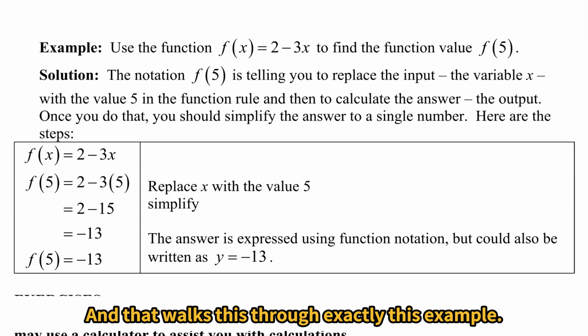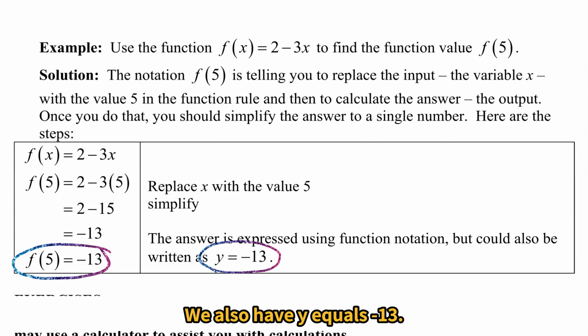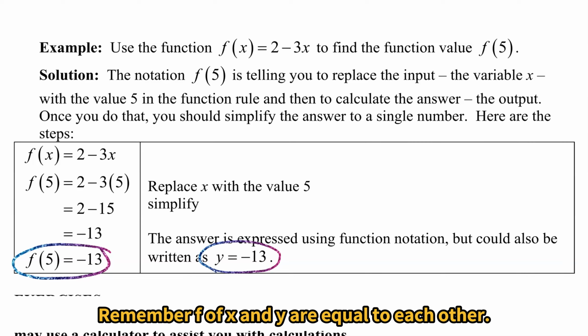And that walks us through exactly this example. Notice we have f of 5 equals negative 13. We also have y equals negative 13. Remember, f of x and y are equal to each other.